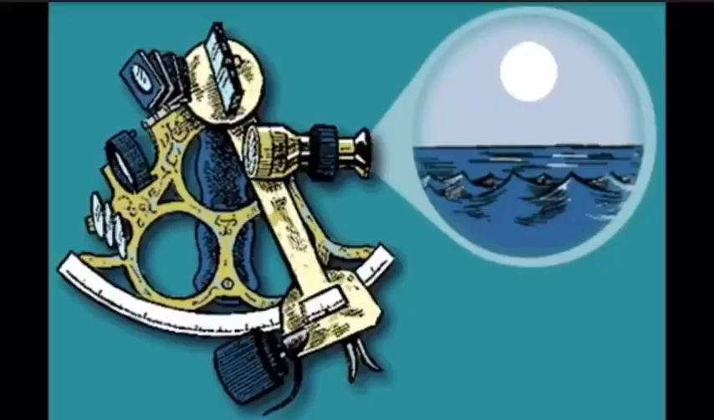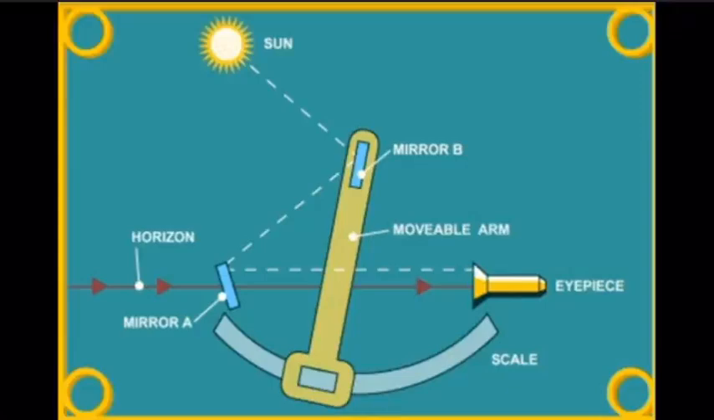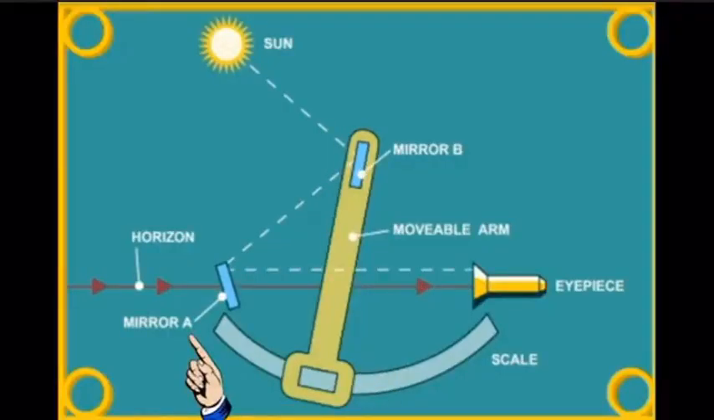There's nothing mystical or complicated about a sextant. All it is, is a device that measures the angle between two objects. The sextant makes use of two mirrors. With this sextant, one of the mirrors, mirror A in the diagram, is half silvered, which allows some light to pass through. In navigating, you look at the horizon through this mirror.